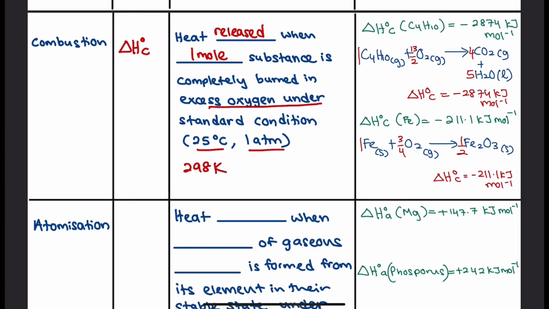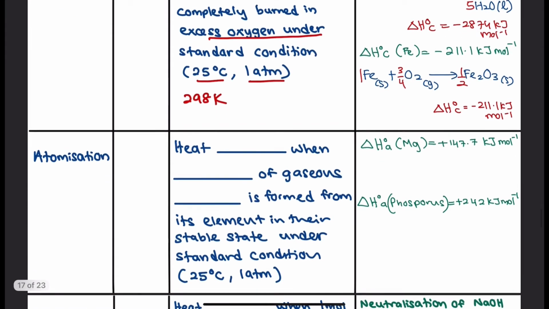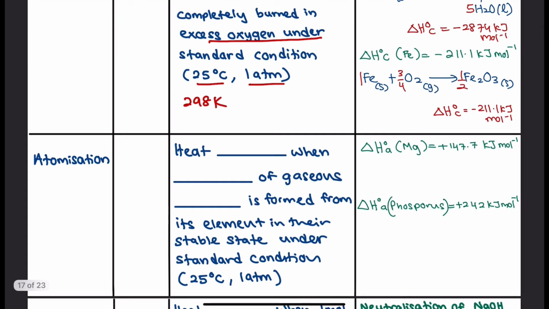The third type of enthalpy that I will be discussing is the enthalpy of atomization. So what is this atomization? You can picturize it as making into atoms, and these atoms have to be in gaseous phase. The symbol for enthalpy of atomization would be delta H naught subscript A.